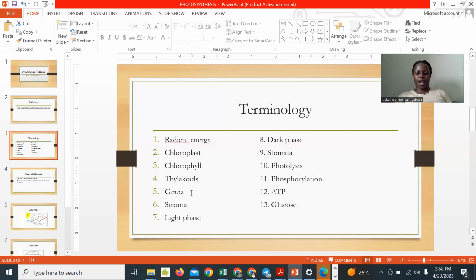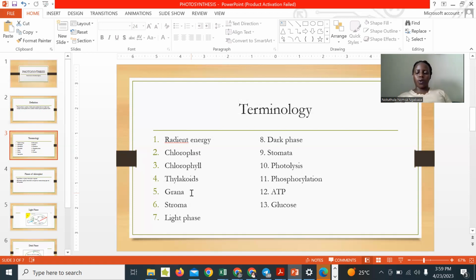And then we have grana as the fifth term. Your grana is a stack of thylakoids, where the light phase is going to occur. Someone might already be asking, okay, what is the light phase now? Because I don't know what the light phase is. Photosynthesis has got two stages, or it's going to occur in two phases, if I put it like that. One phase is called the light phase and the other one is known as the dark phase. So now when it comes to your grana, this is where your light phase is going to occur.